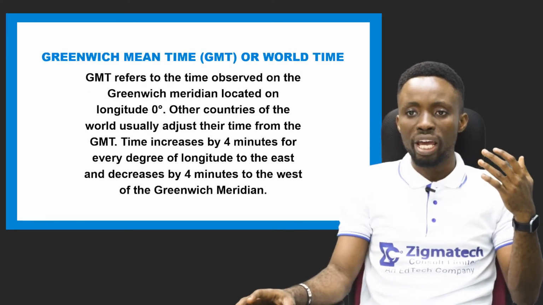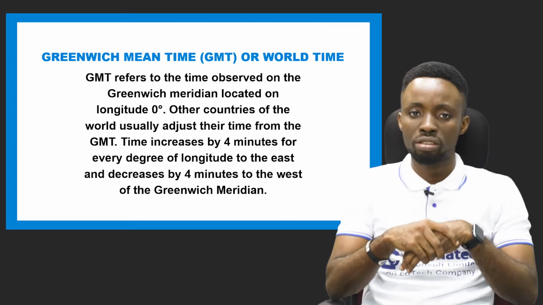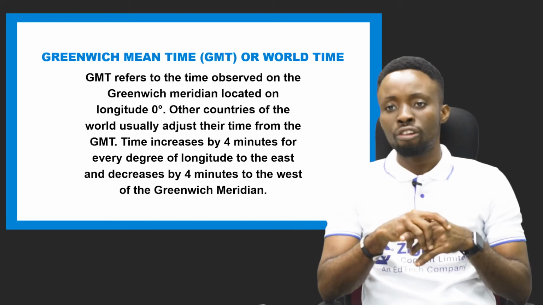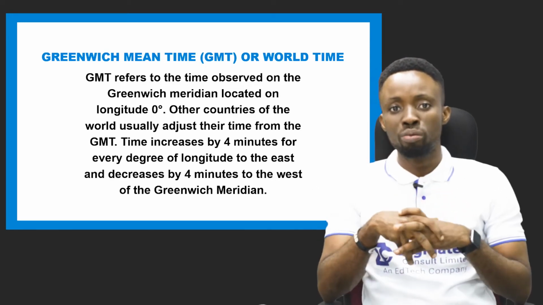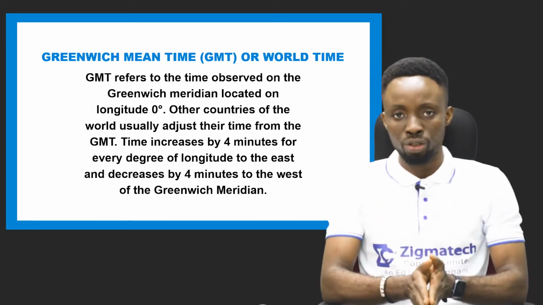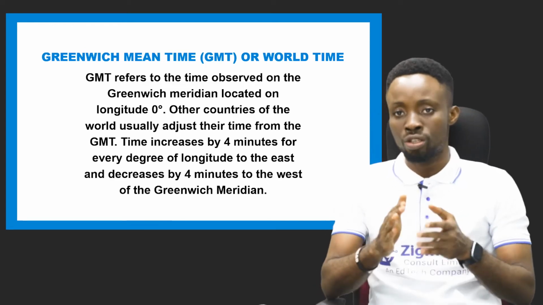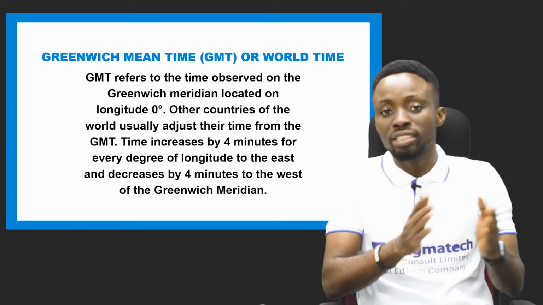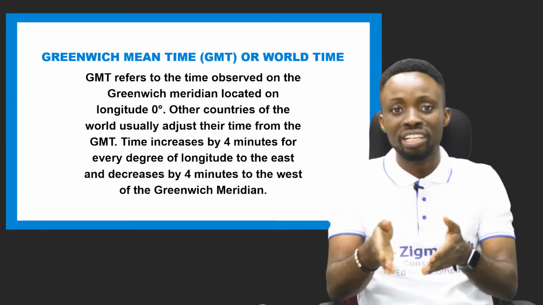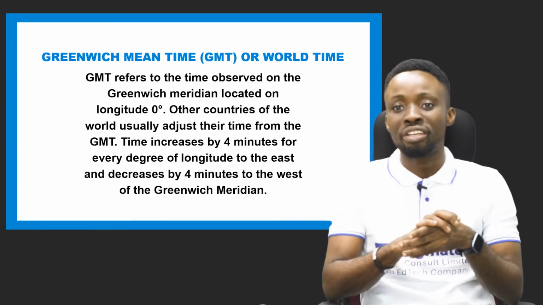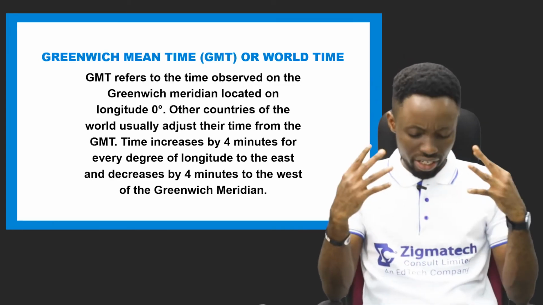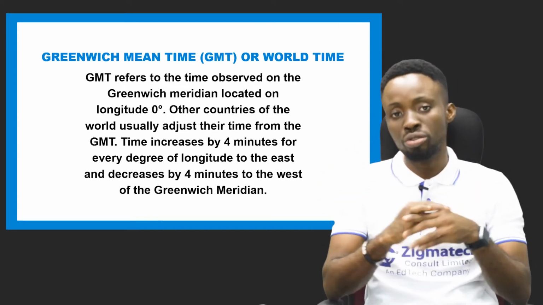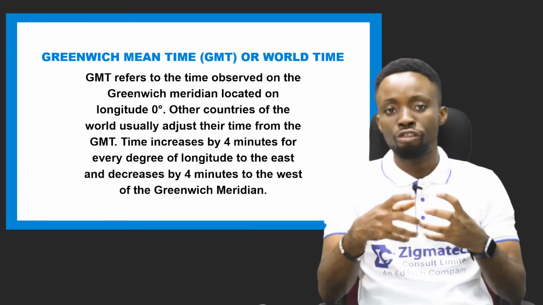So we have the Greenwich Meridian time, or you can as well call it the world time. Now, the Greenwich Meridian time is actually the time people living on longitude 0 degrees observe. So the time zone, or will I say the local time of longitude 0, is actually the Greenwich Meridian time, because longitude 0 is the Greenwich Meridian. And one thing about the Greenwich Meridian is that other countries of the world that are not found on that longitude actually adjust their time from the Greenwich Meridian.